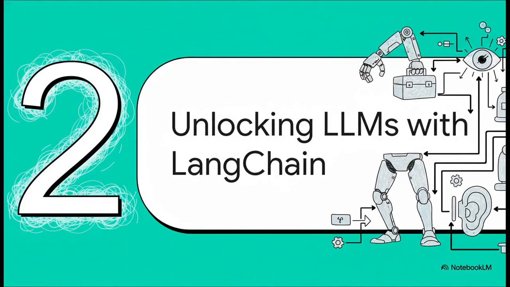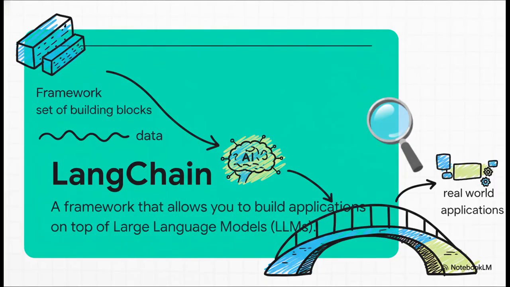This is the exact problem that LangChain was built to solve. If the AI is that brilliant brain in the box, think of LangChain as the master toolkit that finally gives it arms, legs, eyes, and ears, connecting it to everything outside that box. Now, let's be crystal clear about something. LangChain itself is not another AI model. It's a framework, a set of building blocks that developers use to build applications on top of an AI. It's the essential bridge that connects the AI's raw intelligence to the real world of data, tools, and action.